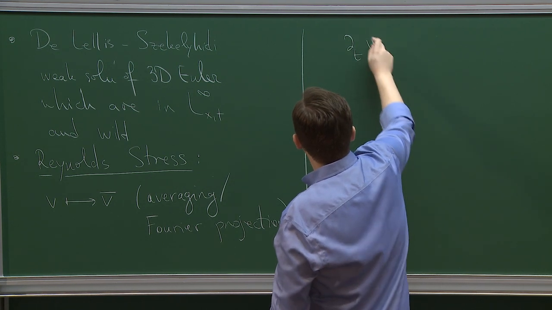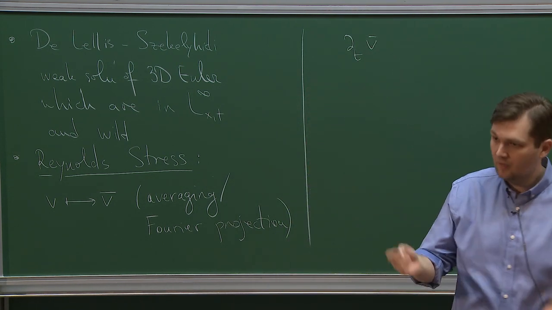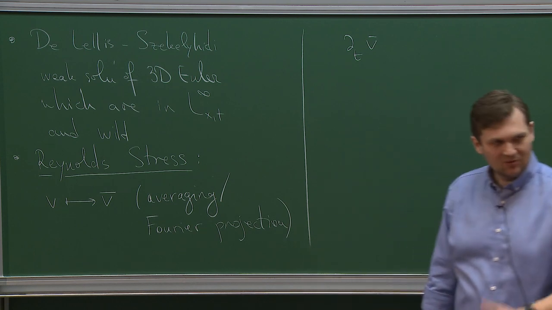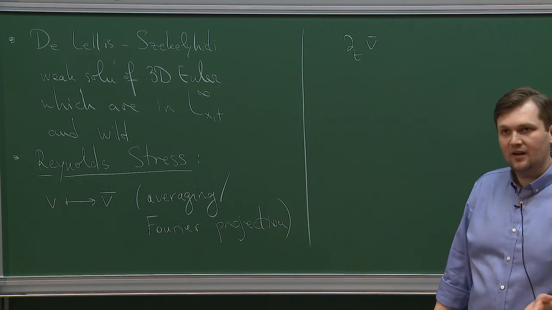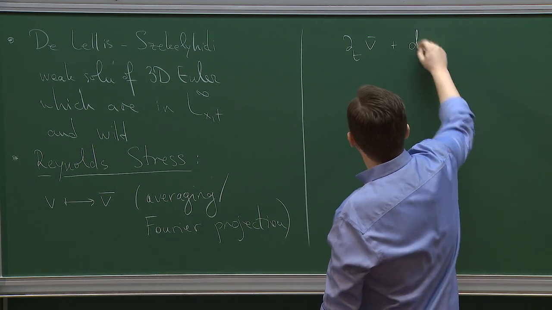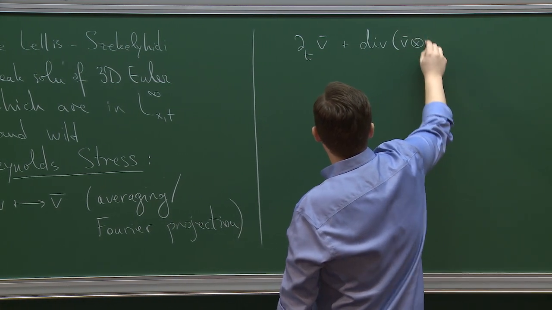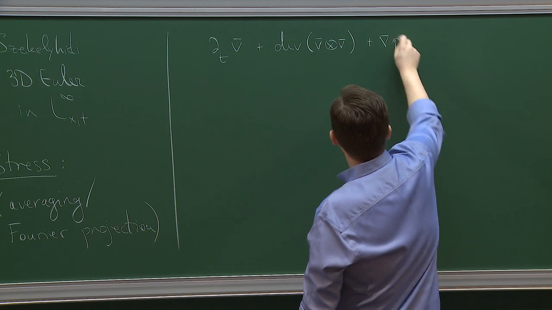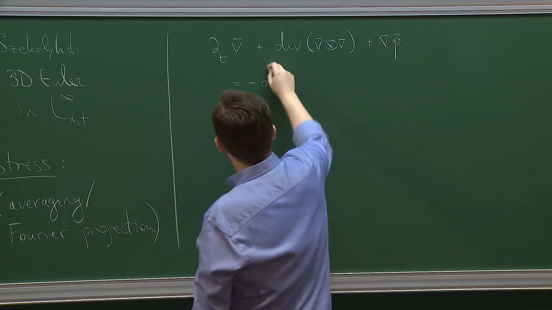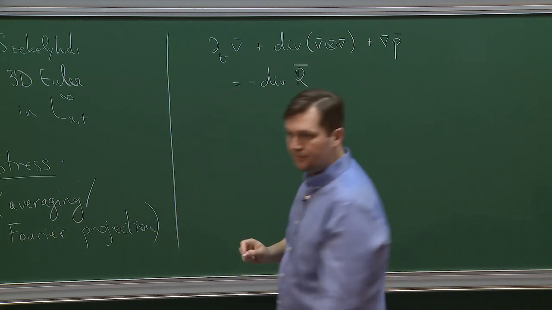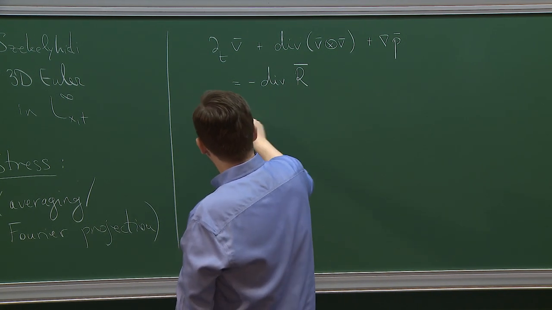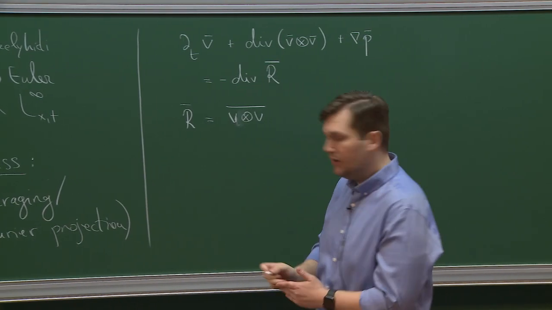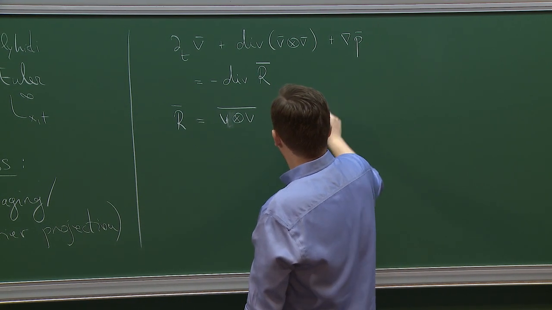And okay, your averaging will commute with time derivatives, and if it's a nice averaging like a mollifier or equivalently a Fourier projection, it will also commute with space derivatives, but it won't commute with nonlinearities. Okay? So the equation you will get here is this, plus the averaged pressure equals minus the divergence of a stress. And this stress is exactly the commutator between the averaged product and the product of the averages.